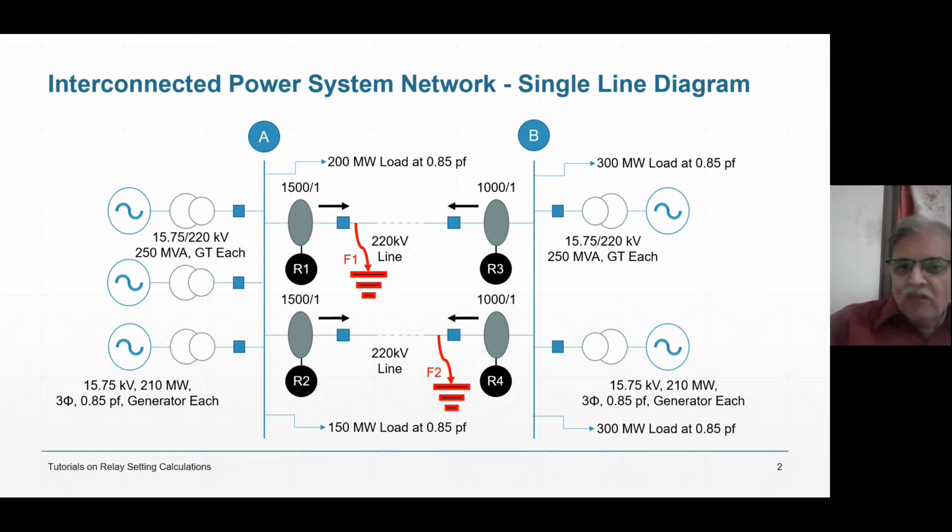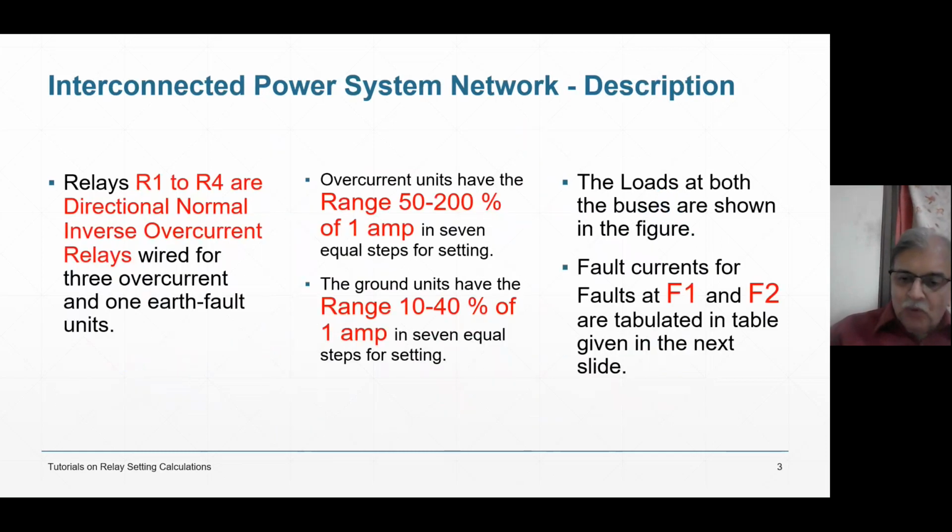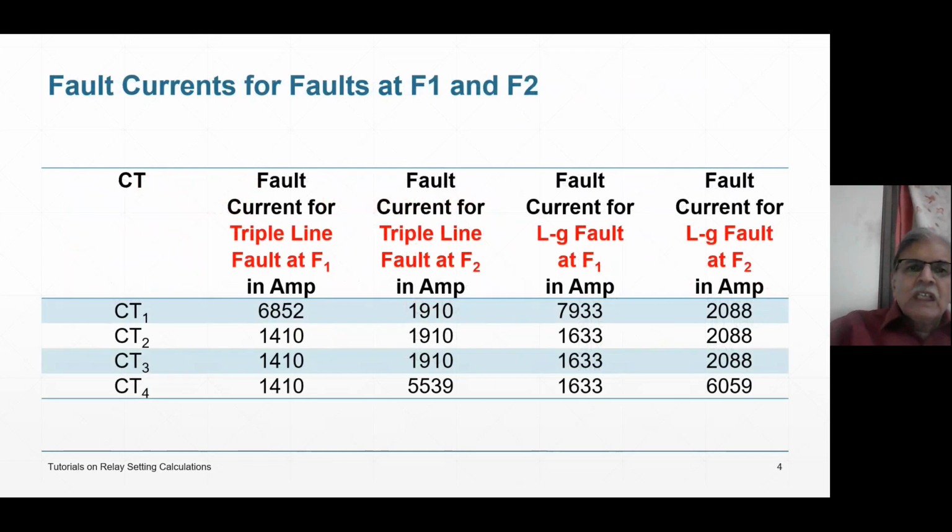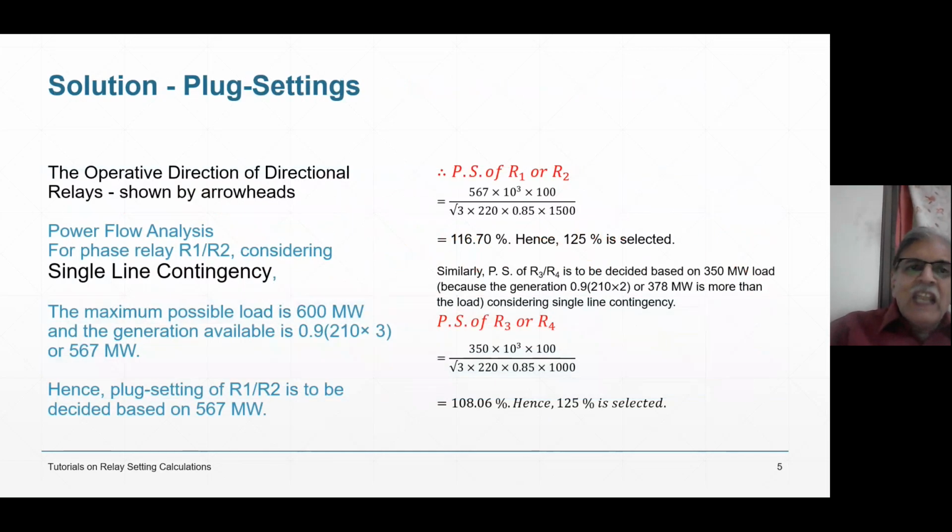Here it's no question. One line contingency means one line will become off. That possibility we will take. Two lines being on is quite possible; there is nothing wrong about it. But if one line becomes off, then it is going to be difficult. So we will consider one line contingency, my dear friend.